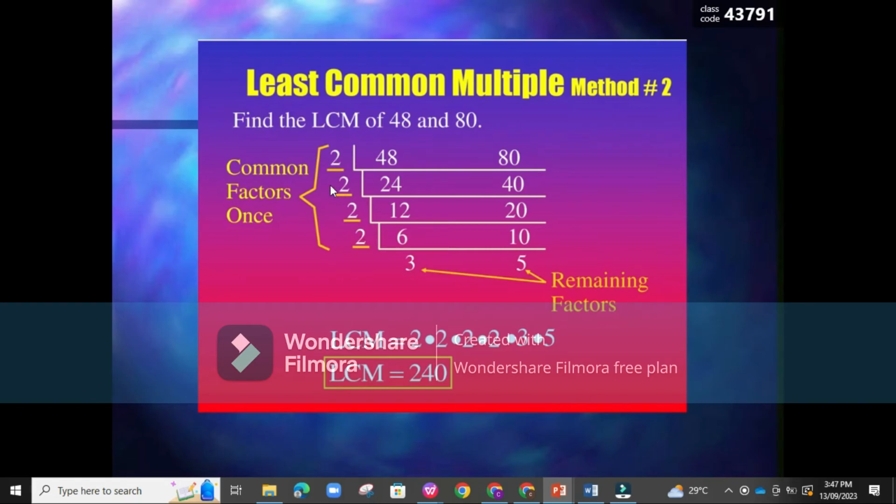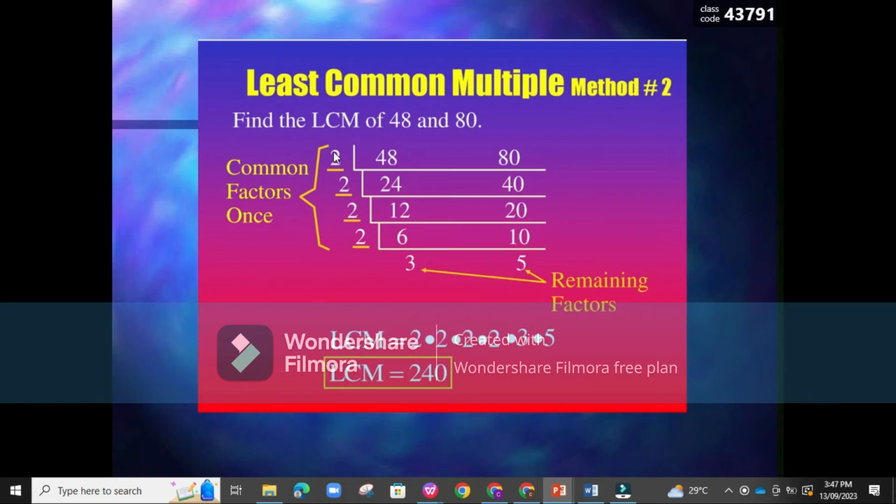It is just the same as prime factorization, but here we can easily see what the common factors are. Okay? Now, these are the non-common factors. So 6 divided by 2 is already 3, 10 divided by 2 is 5, and 3 and 5 are already prime factors.